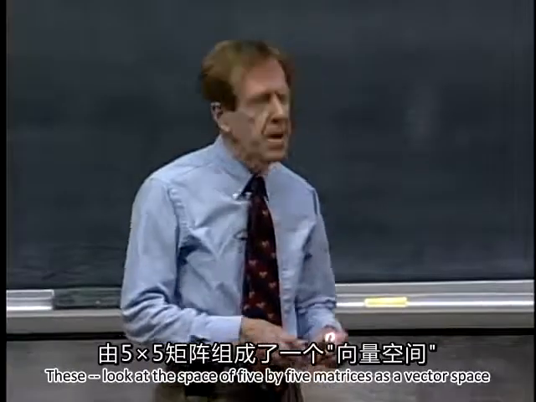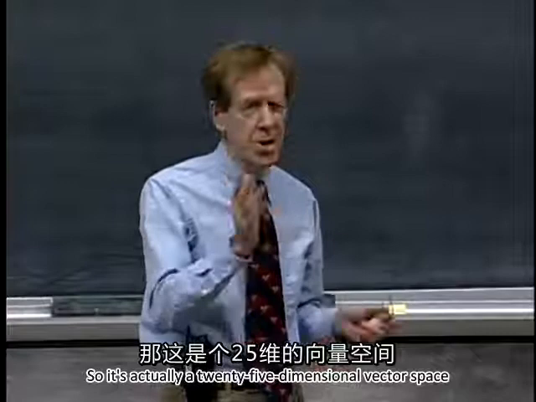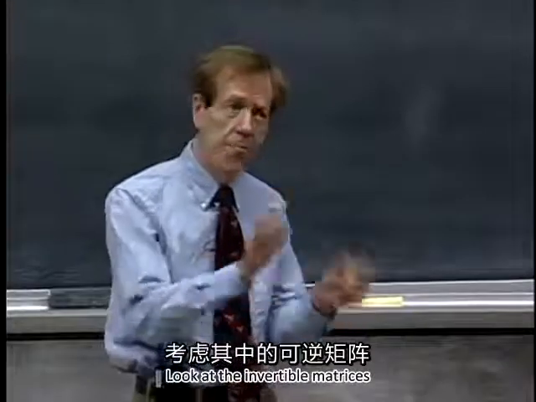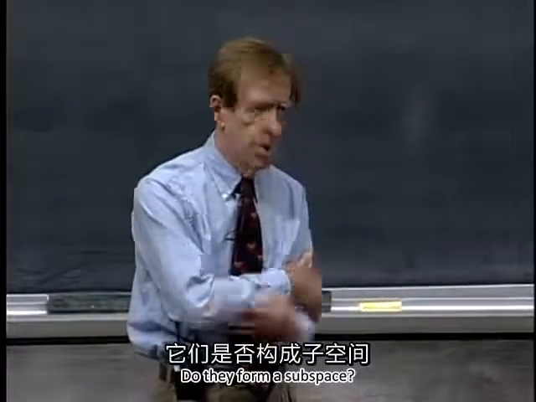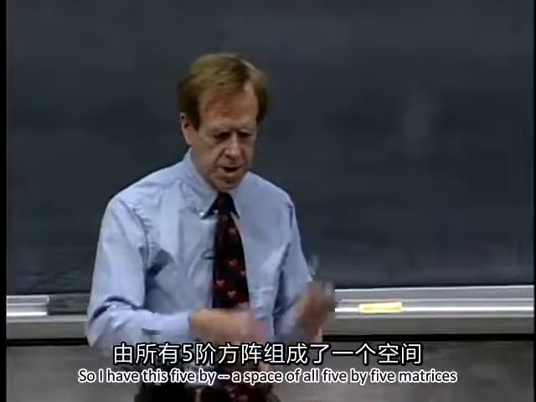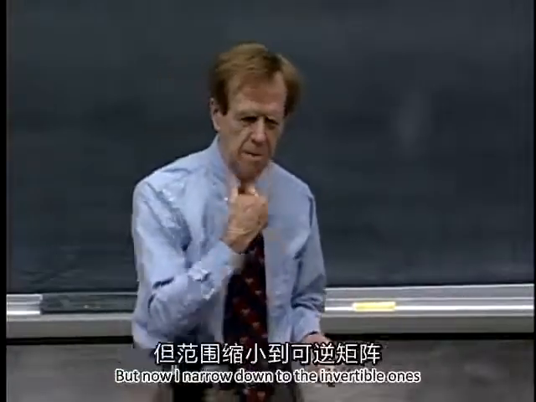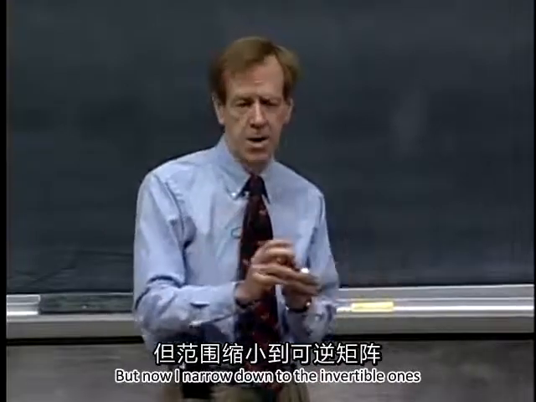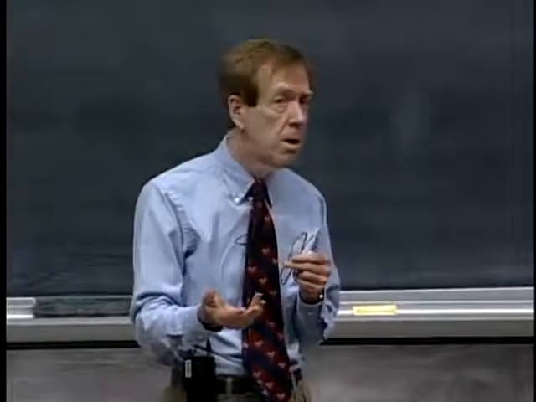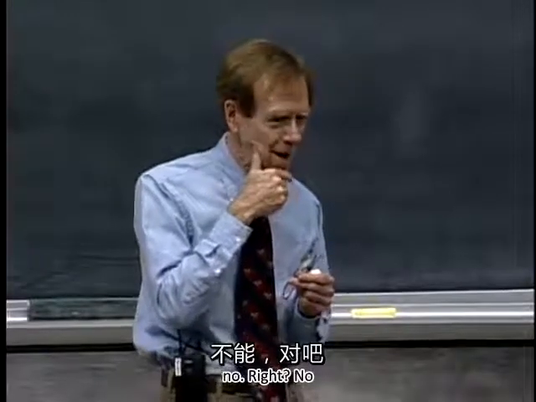Look at the space of 5 by 5 matrices as a vector space. So it's actually a 25-dimensional vector space, all 5 by 5 matrices. Look at the invertible matrices. Do they form a subspace? I can add them, I can multiply by numbers, but now I narrow down to the invertible ones, and I ask, are they a subspace? And your answer is? Quiet, but nevertheless definite? No, right? No.